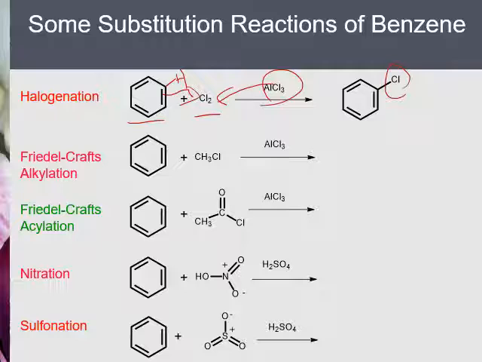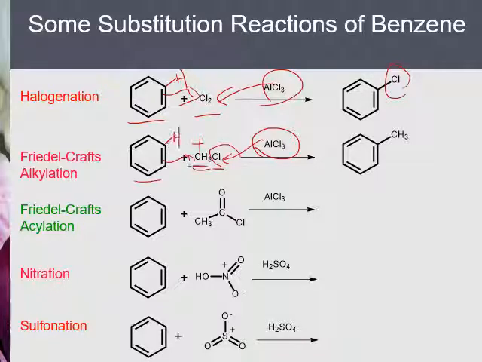The net effect is a hydrogen is replaced by a chlorine atom, and this reaction is called halogenation reaction. Similarly, if you mix benzene with methyl chloride, aluminum chloride will take this chlorine away and form a carbon cation. The pi bond attacks the carbon cation, followed by hydrogen elimination, forming a substitution product, and in this case it is toluene. A hydrogen is replaced by a methyl group. This reaction is called Friedel-Crafts alkylation reaction.